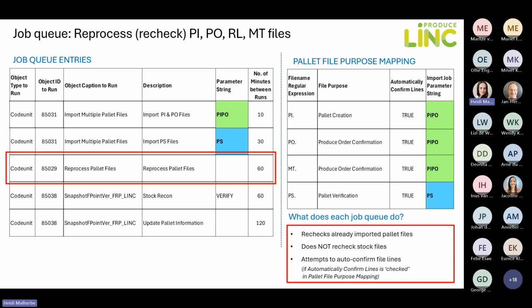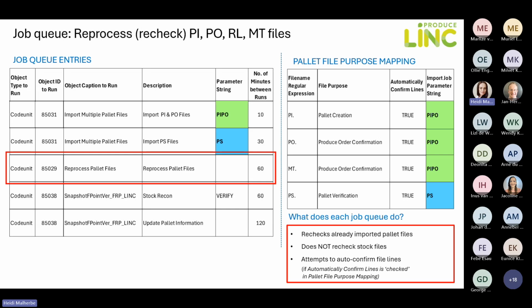Next up is the reprocess pallet files. Now, this doesn't import any files at all. It deals with the files that you already imported and that couldn't be confirmed yet for whatever reason. Mostly those reasons are validation errors, or depending on what kind of file it is, it might not be properly matched yet. And it will churn through all those files and see, since the last time that it ran, did something in your master data change? Is that variety code that was missing now set up? And are there now lines that it actually can confirm?